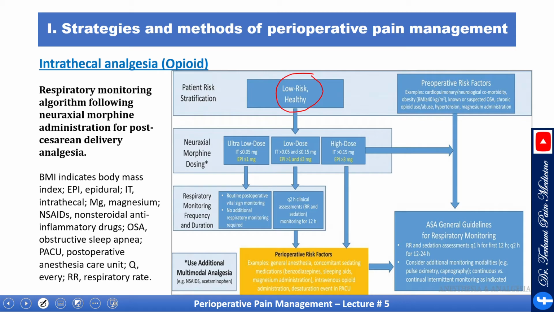So if you are giving intrathecal morphine of less than 0.05 milligram or epidural of less than 1 milligram, then you can use routine postoperative vital sign monitoring and no additional respiratory monitoring required. This is an ultra dose.